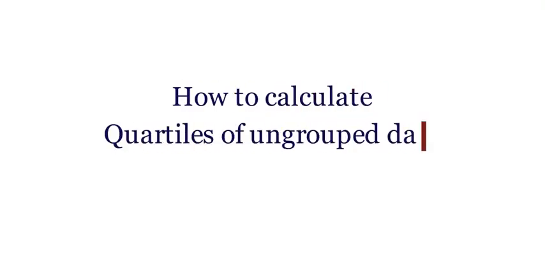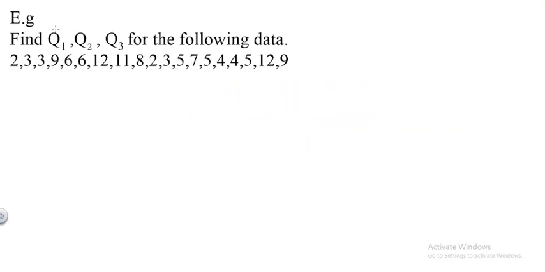Let's talk about how to calculate quartiles of ungrouped numbers. In this example, we are already given the numbers. The first step when we are given a set of numbers like this is to make sure they are arranged in increasing order. These numbers are not arranged in increasing order, so I'll do that.